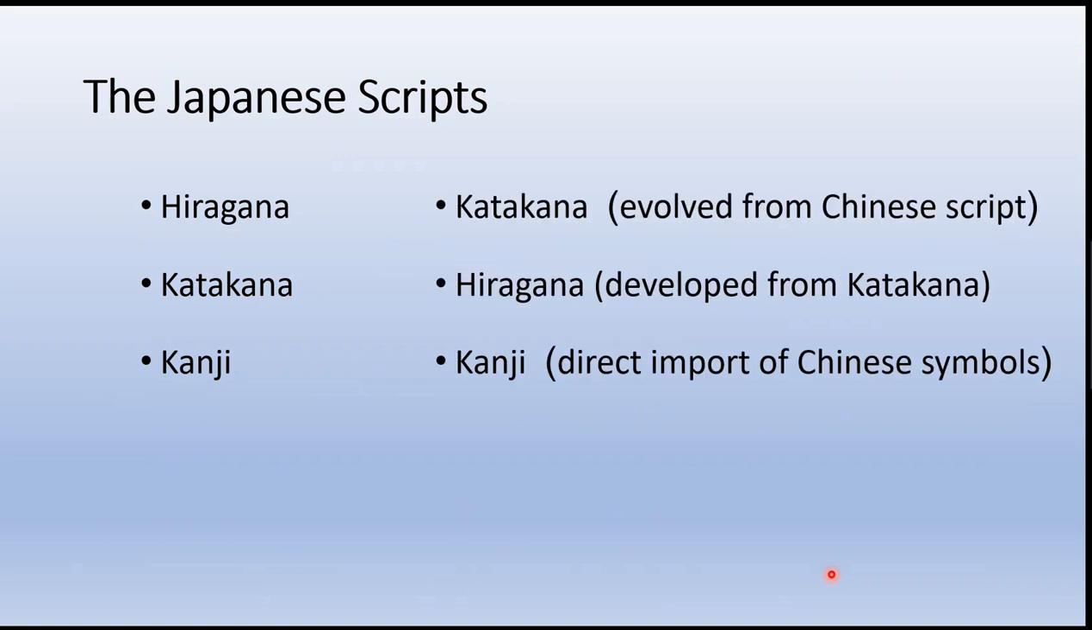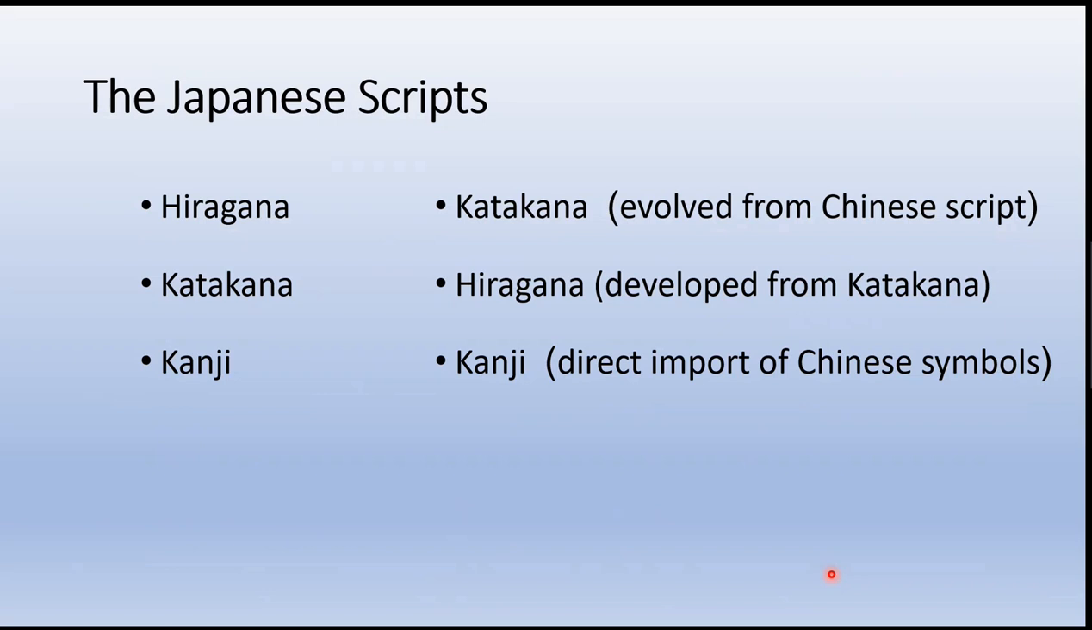So now to summarize the three scripts of Japanese: Hiragana, Katakana, Kanji. When we talk about the Japanese scripts, we name them in this order: Hiragana, Katakana, Kanji. But when it comes to the sequence of evolution, the order is not the same. The katakana was first evolved from the Chinese script, and that was the one that was first evolved as a script. And then hiragana came, that was developed from katakana, that we shall see shortly how hiragana was evolved.